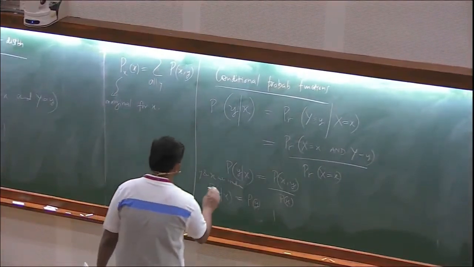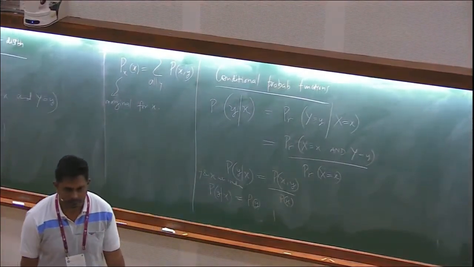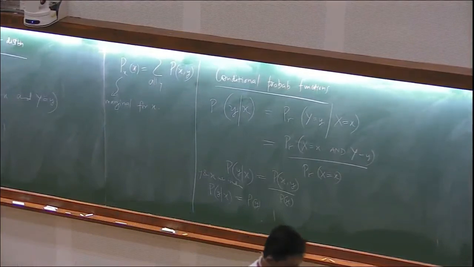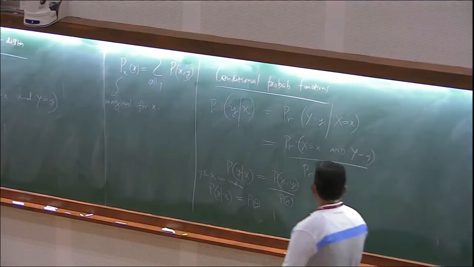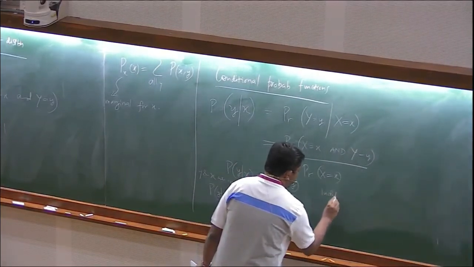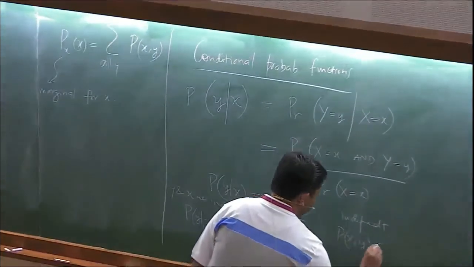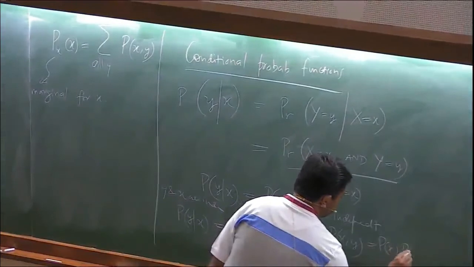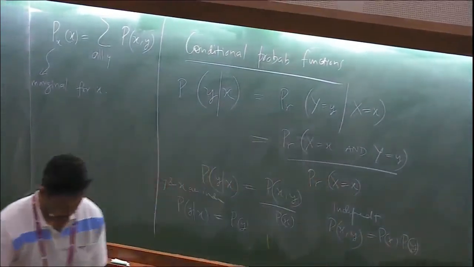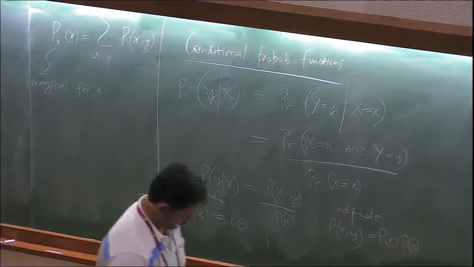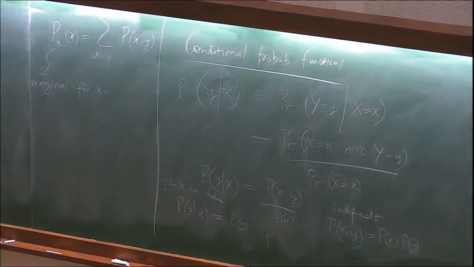They must be independent. So if these are independent variables, then p of x, y is just p of x into p of y. A similar thing one can write for continuous random variables.